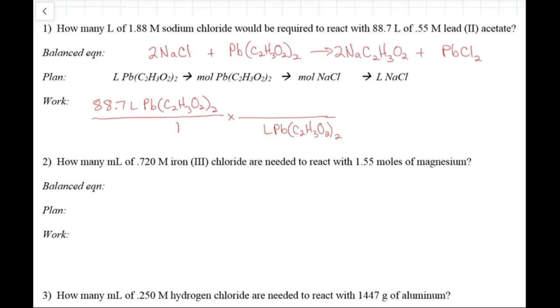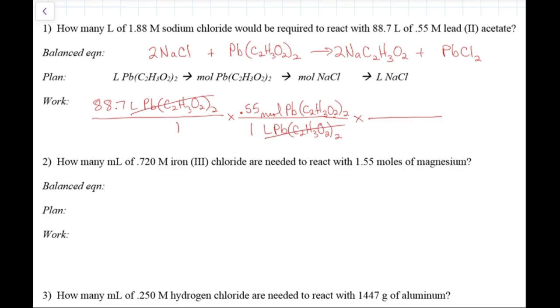And then if you look at the plan, you should be able to tell what we're going to go to next, which is moles of lead 2 acetate. And to fill in this relationship, I'm going to go to the molarity. So the molarity of the lead 2 acetate was given to me as 0.55 molar. Remember that molar means moles per liter. That's moles per 1 liter. So I'm going to put a 1 next to liters, and I'm going to put 0.55 next to moles. Okay, that cancels liters of lead 2 acetate.